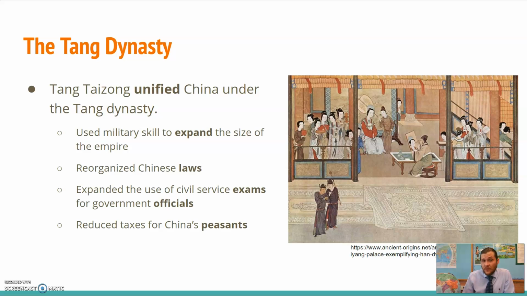He was able to reorganize Chinese laws, and he expanded on the use of civil service exams for government officials. And he also reduced the taxes for China's peasants. And we remember that peasants are poor farmers.